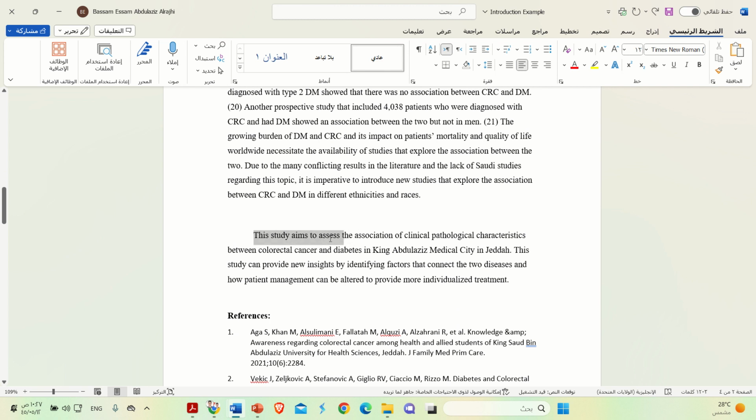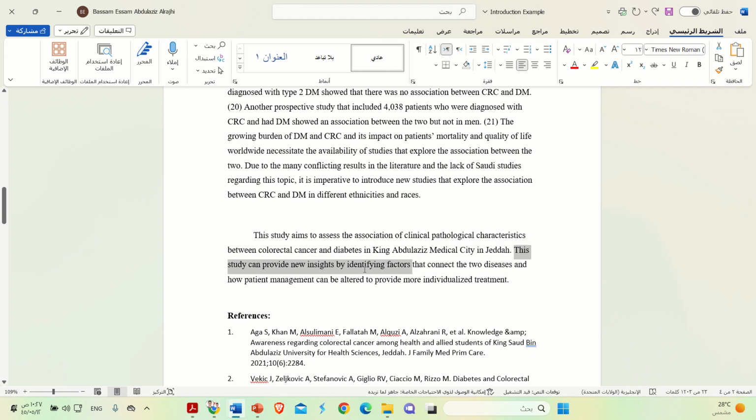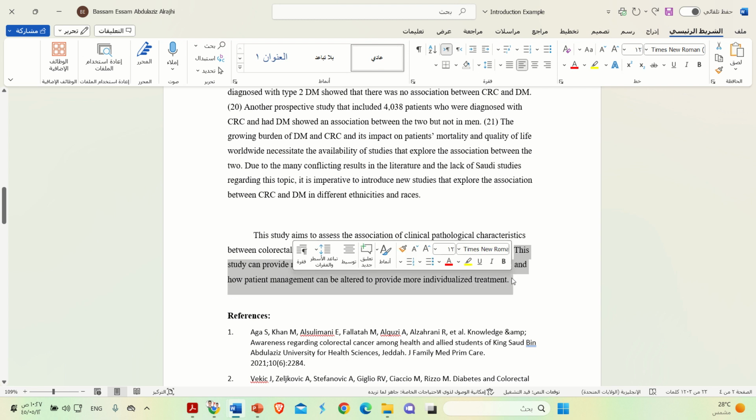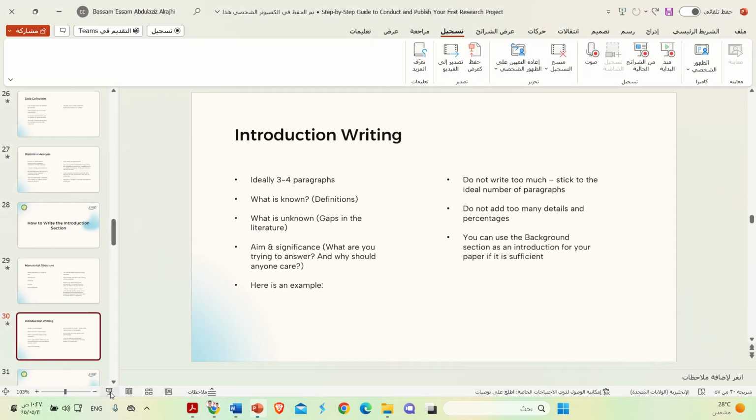This study aimed, and this is the aim, to assess the association between clinicopathological characteristics of colorectal cancer and diabetes in our center. Then I talk a little bit about the significance and how it can provide new insights by identifying what connects the two. So this is simply how to write an introduction section.